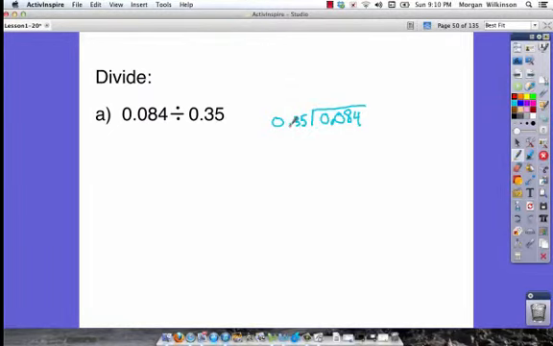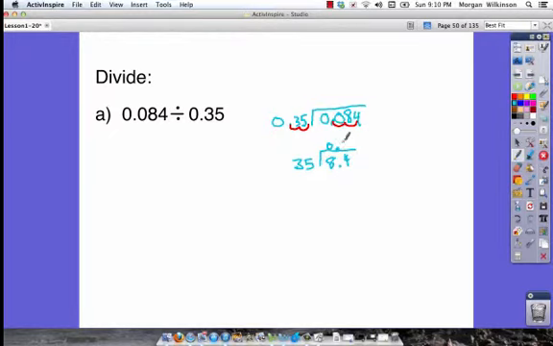We can't divide by decimals, so we have to move the decimal point out of the divisor and move it into the dividend. So we move it over 2 in the divisor, so we move it over 2 in the dividend. Our new problem is going to be 8.4 divided by 35. Now, 35 never goes into 8, and our decimal point comes straight up.